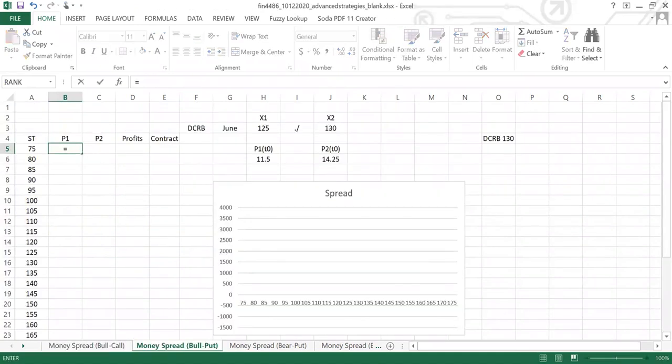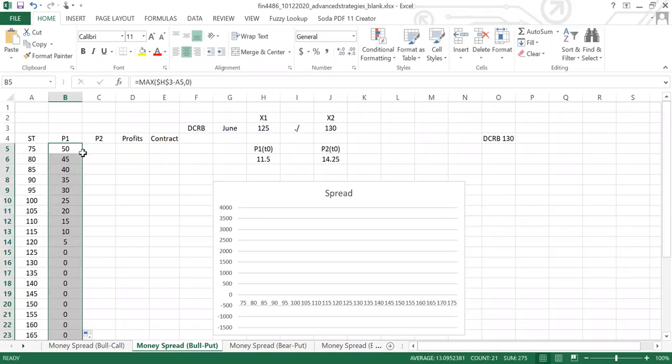So first, intrinsic values. In the case of put options, the intrinsic value is different. It's just max of the strike. Now, keep in mind, P1, that's a low strike. So in a bull spread, we are buying the low strike. But regardless, first thing, we need to calculate the intrinsic value. So the intrinsic value of a put option is just the strike, we lock this cell, minus the stock price, or 0. And there we go. And then we scroll this down.